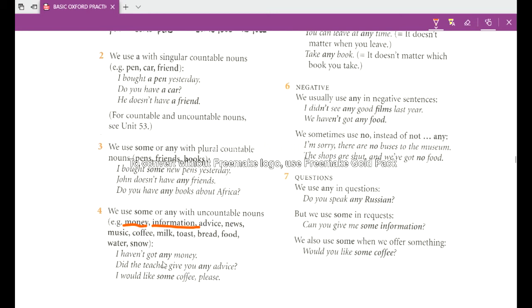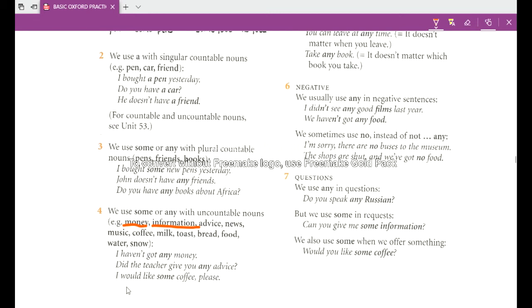Okay? So we can say here, I haven't got any money. All right? Did the teacher give you any advice? We say also any advice because advice is also uncountable, and because this is a question, we use any. Here we use any because this is a negative. After we can read and explain more about how we use some and how we use any.